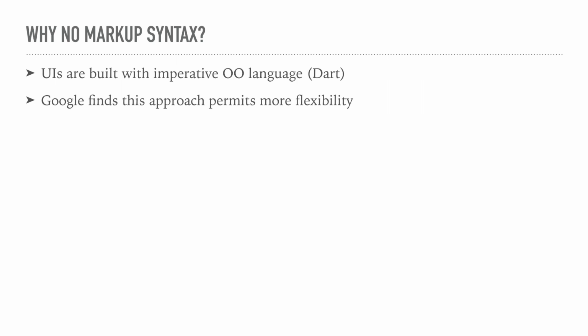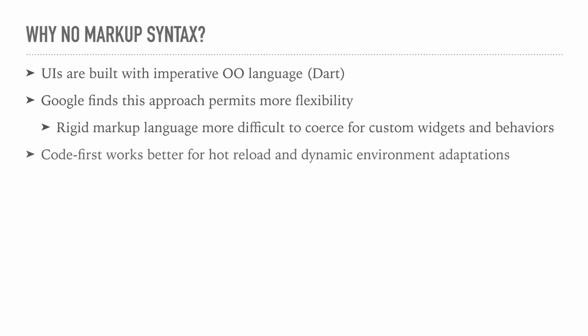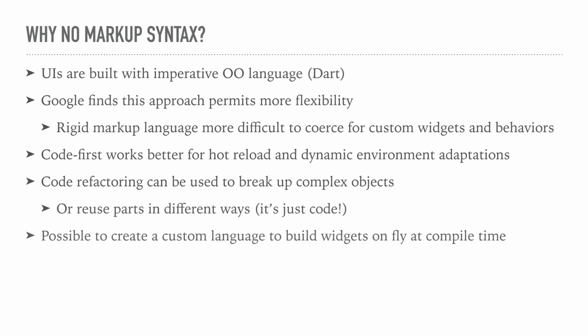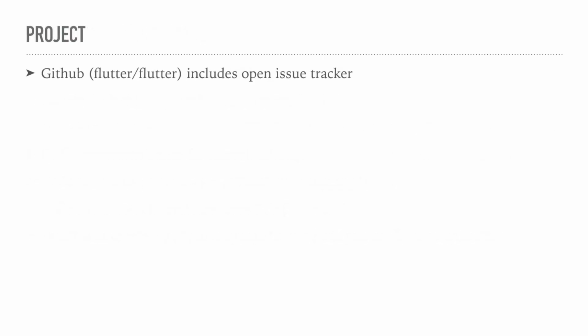There's no markup syntax. You saw the entire code that was running. There's no separate XML file. Thank God. It's all done by composing these Flutter widgets. And so the nice thing about that is that you can do hot reload, you can do dynamic environment adaptations, and you can refactor the code. You start seeing the same set of things in your code. You can take that out and make it a separate widget. So now you can reuse that over and over again. Whereas if it was XML, it'd be a lot tougher to do. Okay, reuse parts and so on.